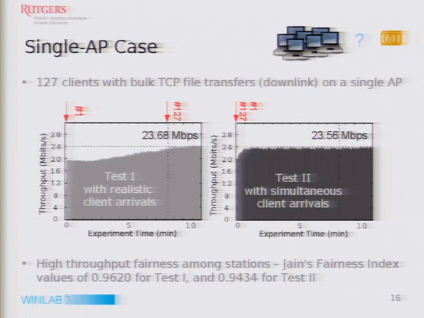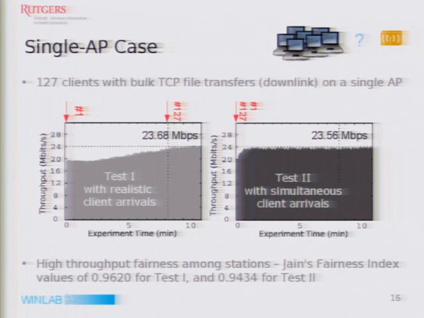This one? TCP. No, this is TCP. So this is TCP bulk file transfers. We're also trying to see the fairness, so for that reason we're using uniform traffic for all clients, for this case only. I just wanted to make the point that for this case, the arrival pattern didn't make any difference.